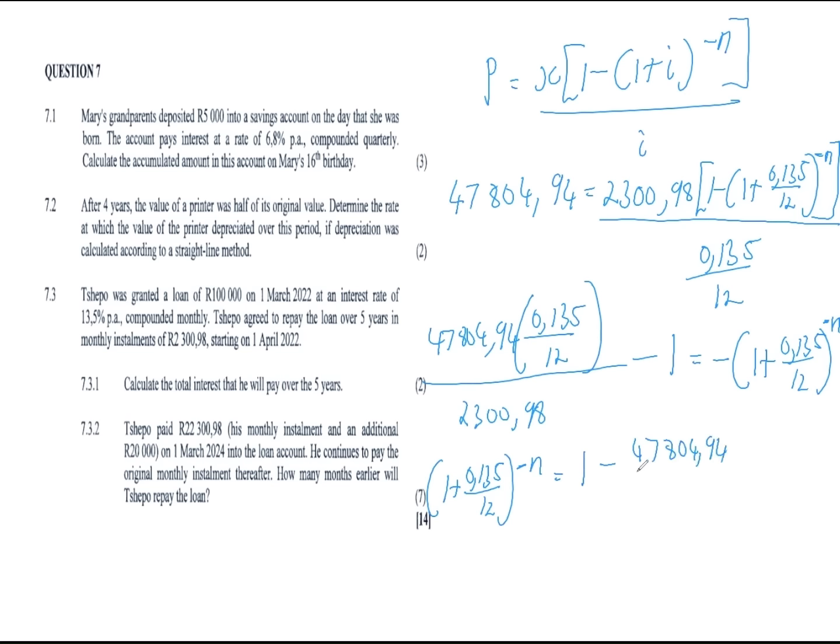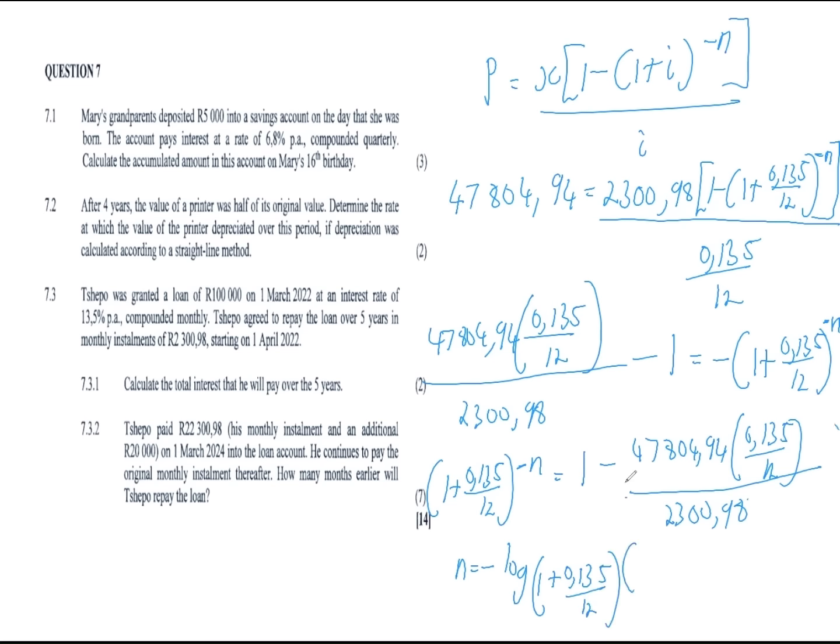47,804.94, and then over what? Bracket 0.135 over 12. I'm doing this because financial math is very, very sensitive to rounding off. So you must make sure you keep your values like that. We are dealing with money here. So, okay, then from there on, you need to punch all of this into your calculator. So you'd have your n is equal to negative log, and then take all of this, 1 plus 0.135 over 12, and then take all of that.